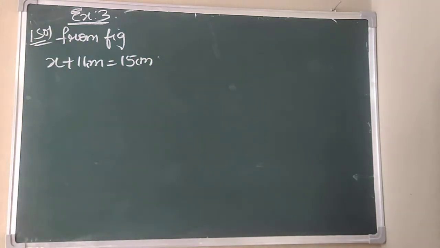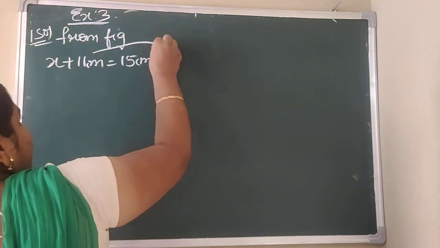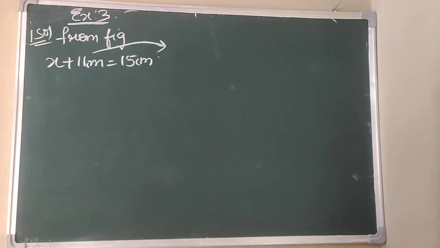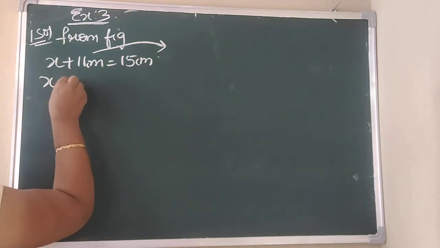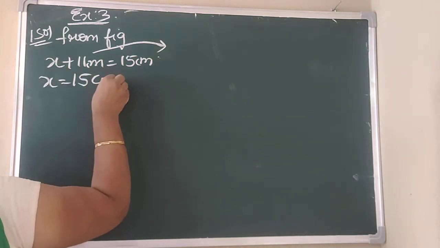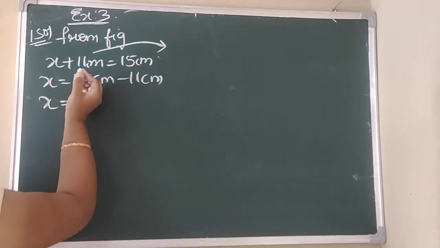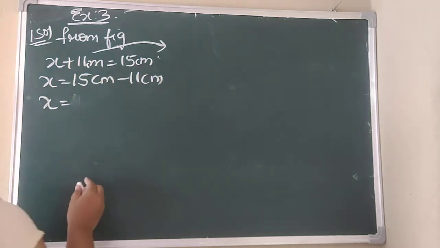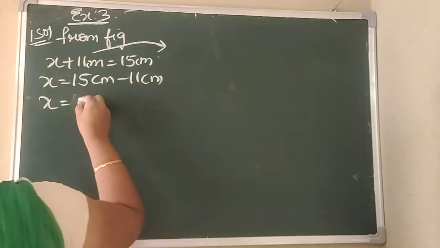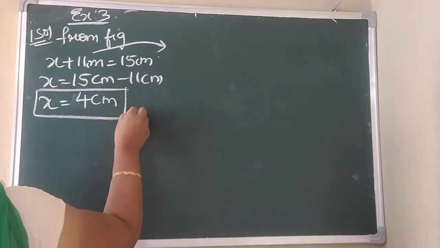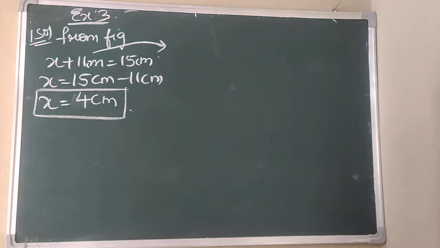Okay, now we have to find the x value. So how to find the x value? Take that plus 11 to the other side, that will be converted to minus. So x is equal to 15 centimeters minus 11 centimeters. So x will be how much here? 15 minus 11 will be equal to 4 centimeters. The x value we got is 4 centimeters.